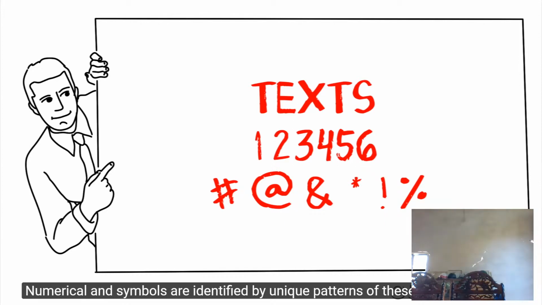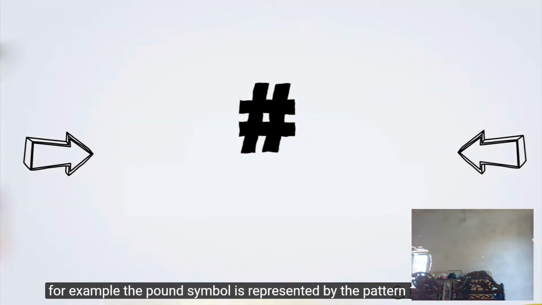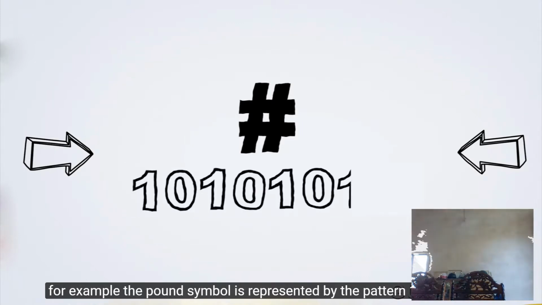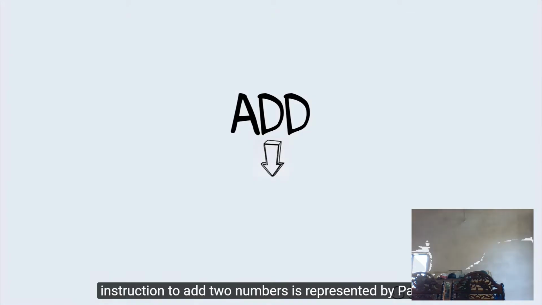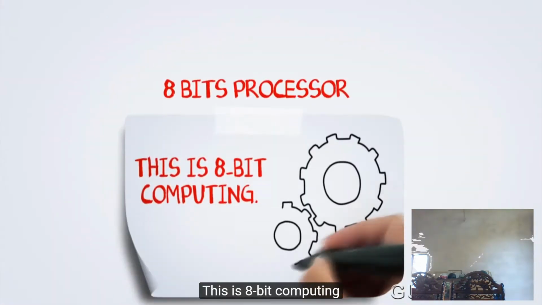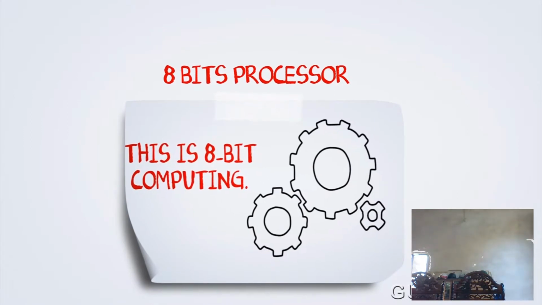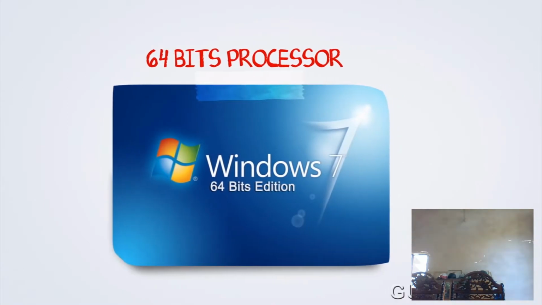8 bits of such signals are grouped together, and text, numerical, and symbols are identified by unique patterns of these 8 electric pulses. For example, the pound symbol is represented by the pattern 10101010. The instruction to add two numbers is represented by the pattern 10000011. This is 8-bit computing. Current-day processors are capable of understanding and decoding 64 bits at a time.